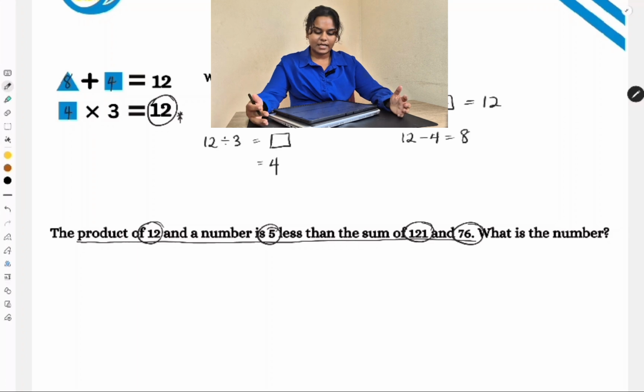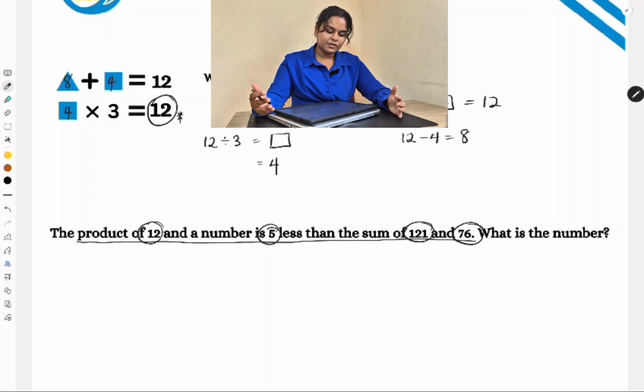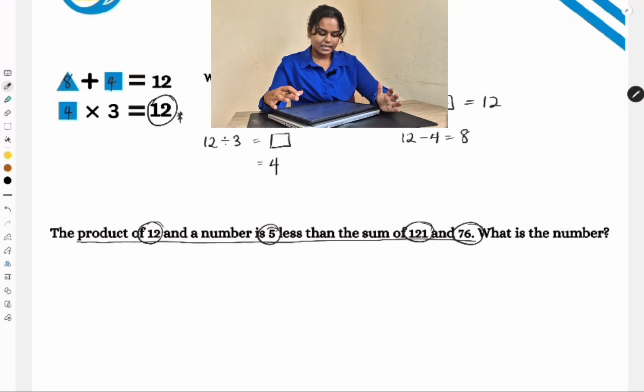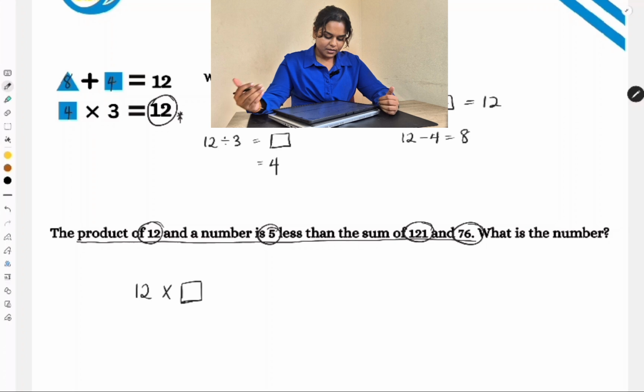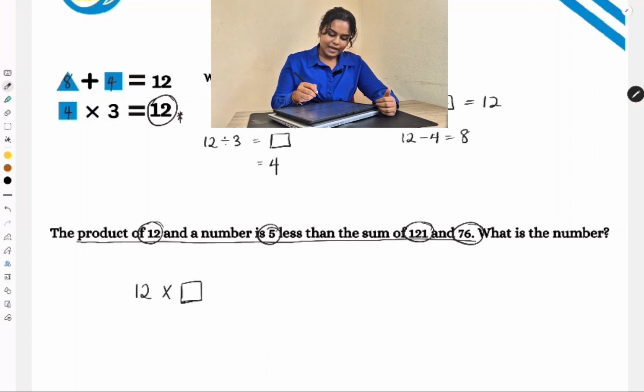Now, just like in the previous question, we're going to have to create equations to see what's happening here. So the product of 12 and a number, which means we have to multiply. So the product of 12, and we can use a square or any shape really to represent the unknown number here. The product of 12 and a number is 5 less, so that means we're going to have to minus 5. That is 5 less than the sum of 121 and 76. So this value is equal to this value.